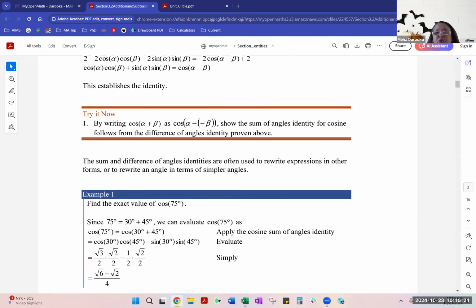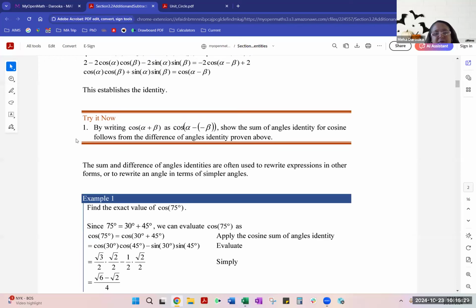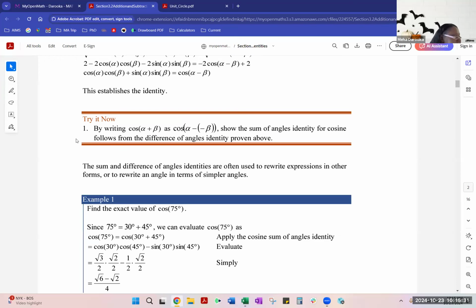All right, guys, so like I said, you do not have to replicate this. You just need to understand where those identities are coming from. So this guy is actually very simply asking us to write the cosine of alpha plus beta as cosine of alpha minus negative beta, right? So they're just having us rewrite that plus as two negatives. And then they are saying, show that the sum of angles identity for cosine follows from the difference of angles identity that we have just proven above here.